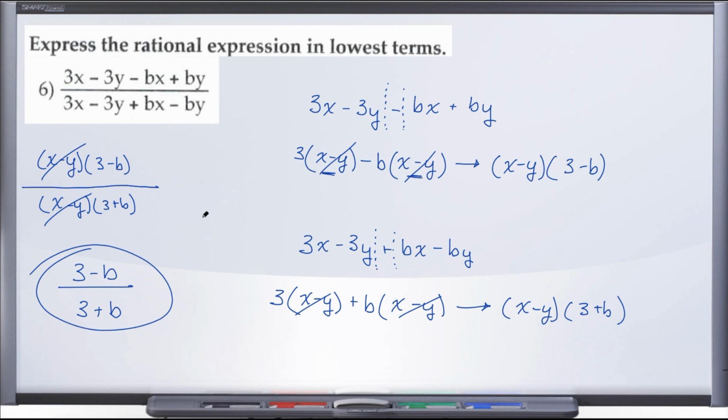So again, when you are writing these expressions in lowest terms, you want to factor the numerator as much as you can, factor the denominator as much as you can, and then cancel out or cross out or divide out, whatever you prefer to say. You want to get rid of those factors that are identical. And whatever you're left with is your newly written expression in lowest terms.